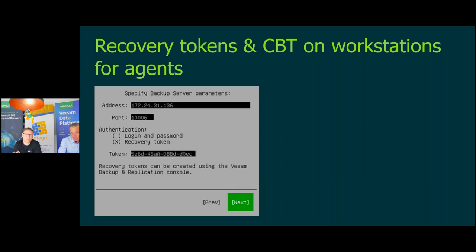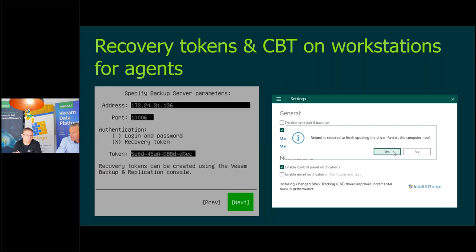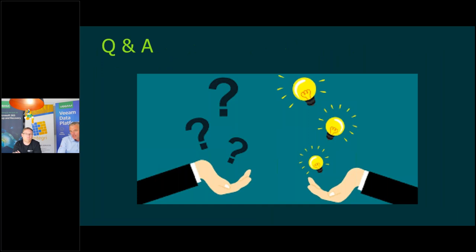And last but not least, now in the workstation agent, we also have CBT, change block tracking, where we only back up the blocks that have changed and do not scan the whole disk. Only the changed blocks are taken into the backup. It's now also part of the workstation agent, where in the past it was reserved for the server agent. So in terms of speed, that will usually increase backups from workstations. So that's more or less it.